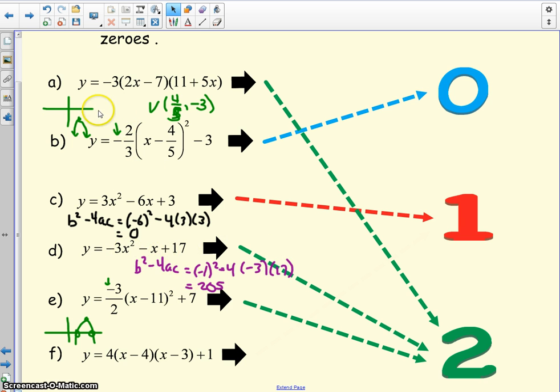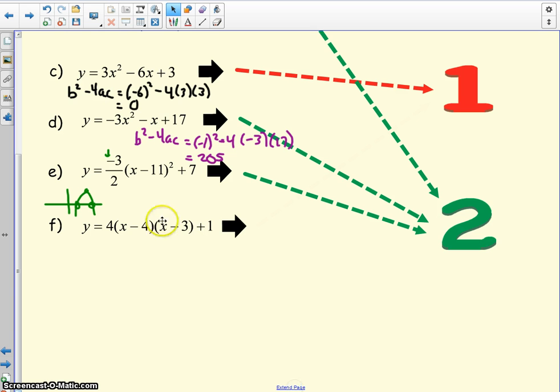Okay, last one we're going to look at here is f. Now that's actually in partially factored form, so you have a few different options here. You could actually find the vertex, put it into vertex form, solve from there. You could put it into standard form, use discriminant, solve from there. Lots of different options. So just to remind yourself what partially factored form does.